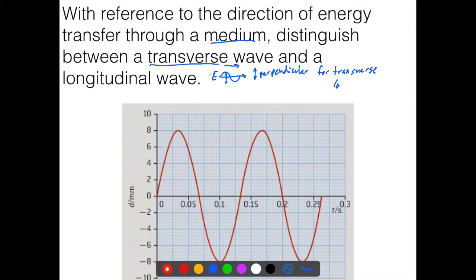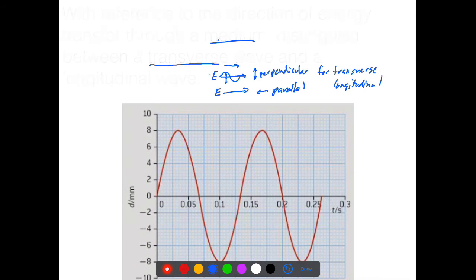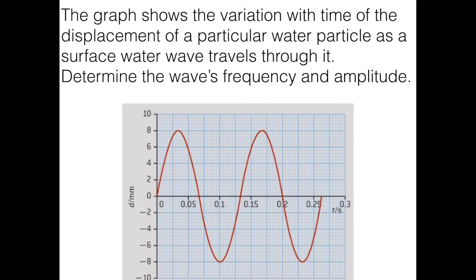Longitudinal is where if the energy is transferring this way, then the motion of the particles is parallel. That's all that matters: longitudinal means that the motion of the particles is parallel, transverse is perpendicular.